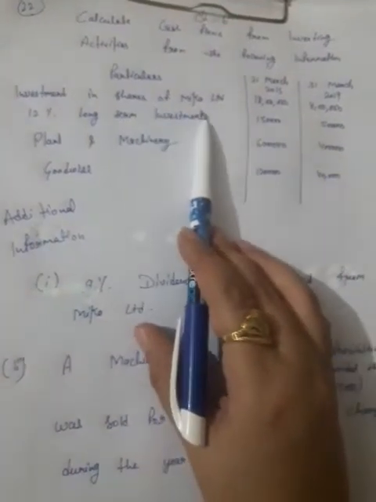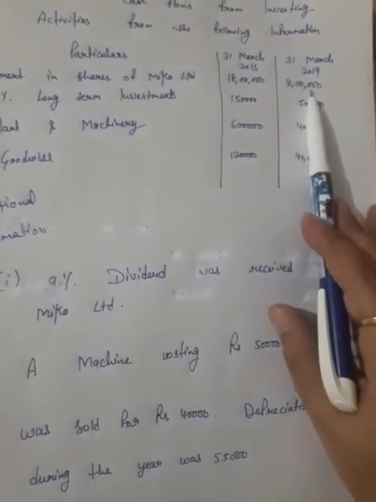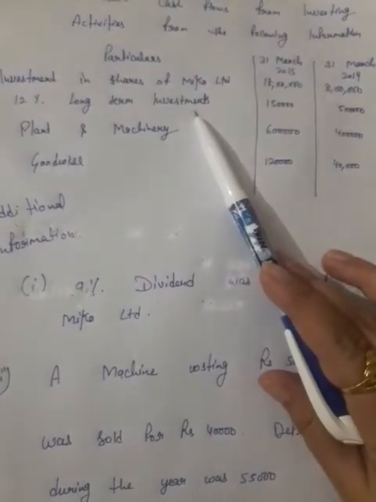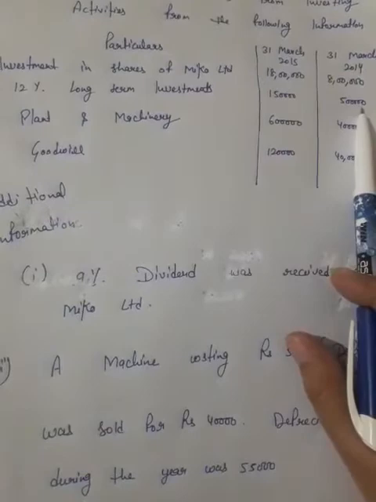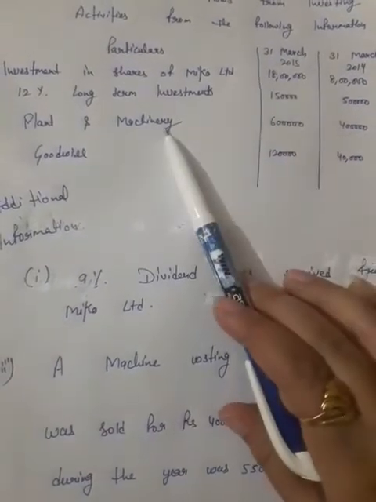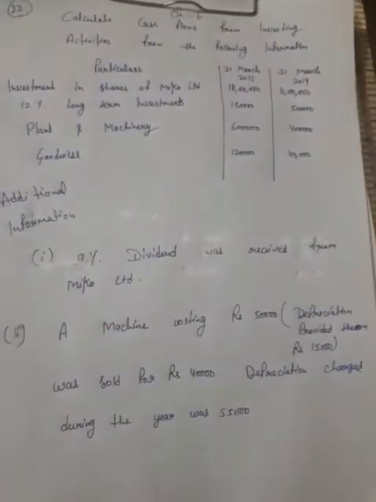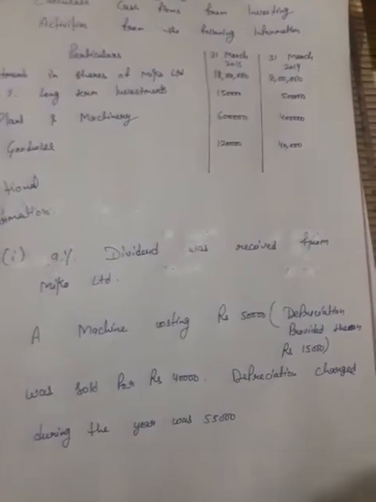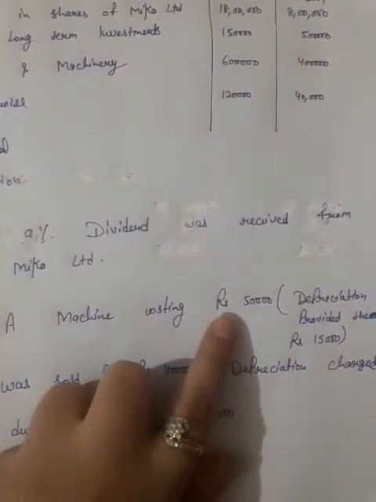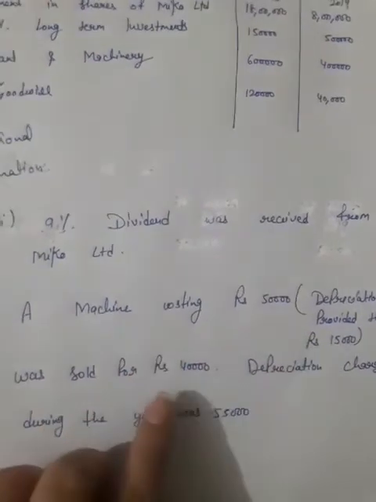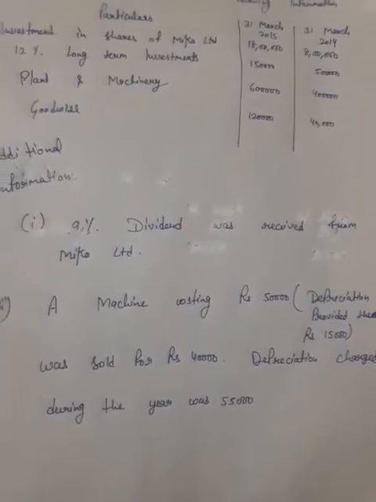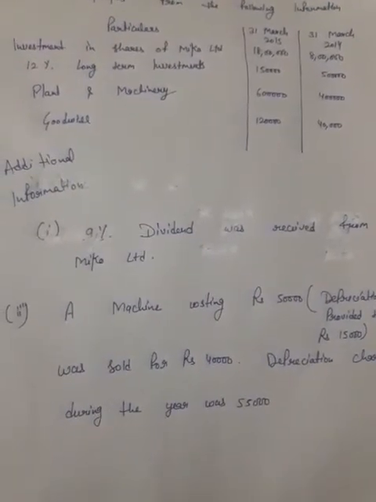Investment in shares of Miko Limited is given as 8 lakh in 2014 and 18 lakh in 2015. 12% long-term investment is given as 5 lakh and 1 lakh 50,000. Plant and machinery and goodwill are also given. According to the additional information, 9% dividend was received from Miko Limited, and a machinery costing 50,000, depreciation provided 15,000, was sold for 40,000. Depreciation charge during the year is 55,000. So we will calculate the investing activity.